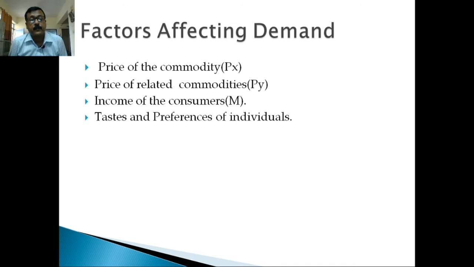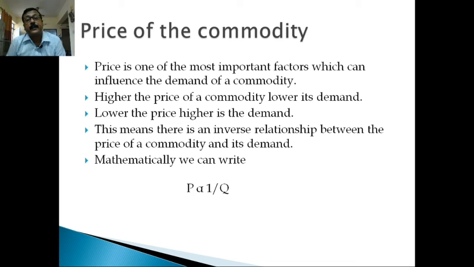So these are the four factors which affect the demand of a particular commodity. Number one is the price of the commodity. Number two is the price of related commodities. Number three is the income of the consumer, represented with a capital M. And finally, we have the tastes and preferences of individuals. So let us take these factors one by one.